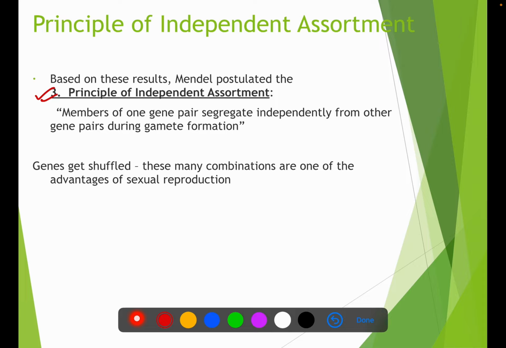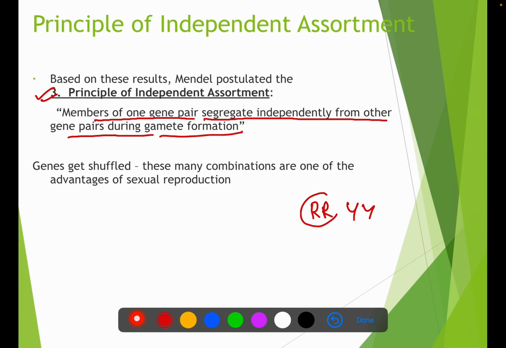Here we can read it properly. Members of one gene pair segregate independently from other gene pairs during gamete formation. So that means, here, two gene pairs we had taken, say round and yellow. This separation can occur independently, and here also this can separate independently. They are not dependent on one another for separation.